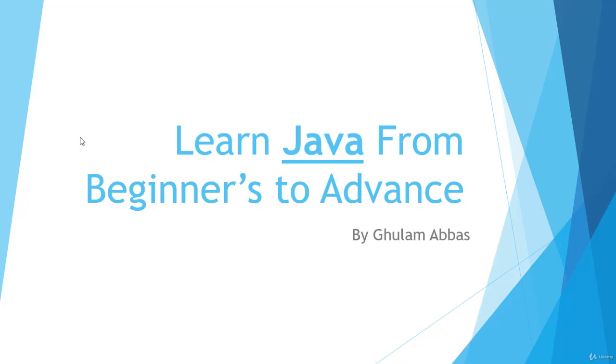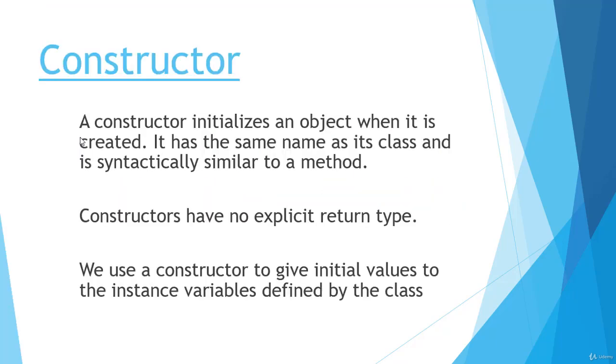Today in this video we are going to learn about the constructor. A constructor initializes an object when it is created. It has the same name as its class and is syntactically similar to a method. A constructor has no explicit return type. We use a constructor to give initial values to the instance variables defined by a class.